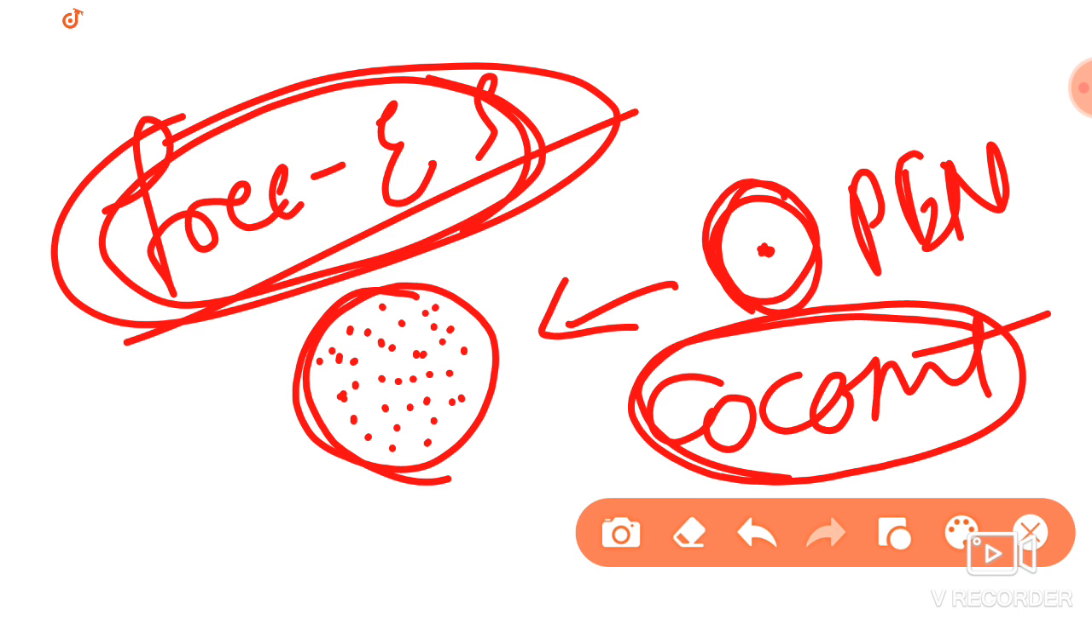This is about the nuclear endosperm. I think you understood this. What will happen here? The single middle nucleus, this triploid nucleus, is going to be divided multiple times. There is no development of cell wall, only karyokinesis, not cytokinesis. This is the nuclear endosperm.